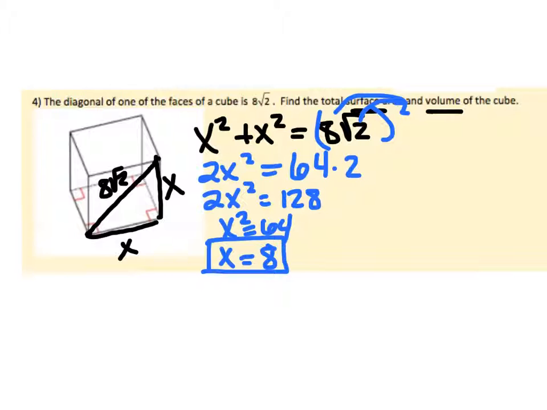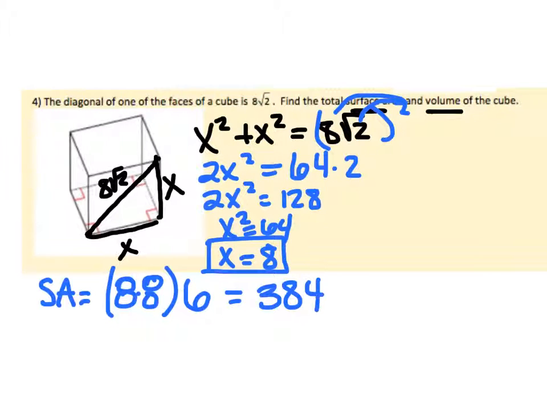So to now find surface area, I'm going to find the area of all the faces. So to find the area of one face is going to be 8 times 8. And since all the faces are going to be the same area, I can multiply this by 6 because there are 6 sides in a cube. 4 going around, and then 1 on the bottom and 1 on the top. So 8 times 6 equals 384.